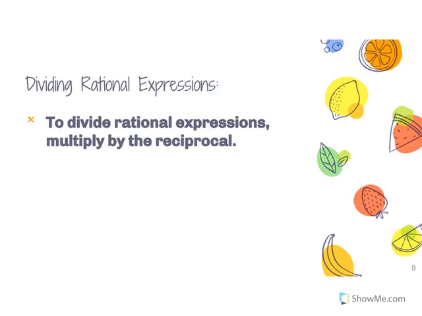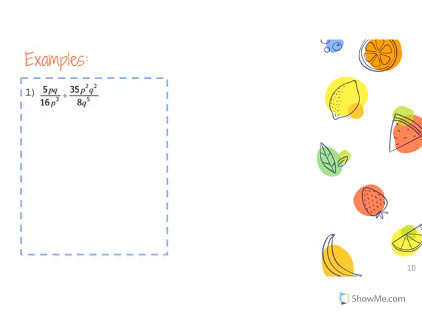The next thing we're going to do, we're going to divide rational expressions now. So in order to divide your rational expressions, you're going to multiply by the reciprocal. And then the same rule applies if you have your monomials, you're just going to multiply straight across and then simplify. If you have your binomials or your trinomials, you're going to go through and factor and then simplify. So let's see our first example here.